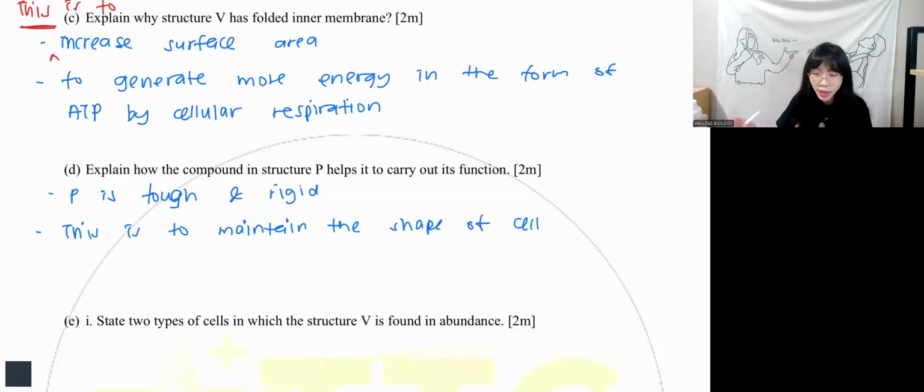If you want to write cell wall related answers, you always write this. You can write strong and rigid. Either you write strong or tough, but you must write the word rigid. The word rigid is a compulsory word. You have to write the word rigid.